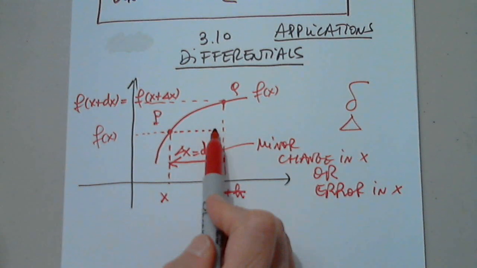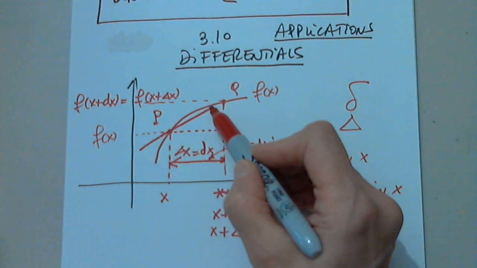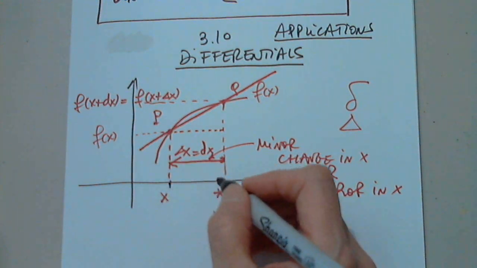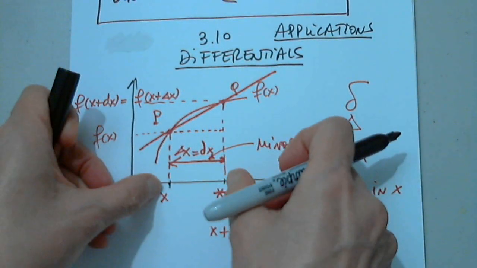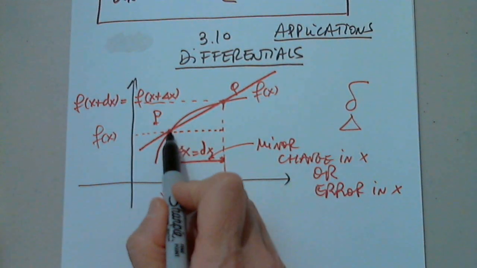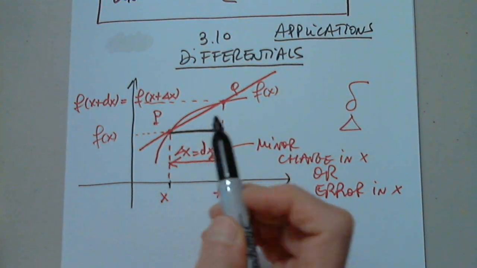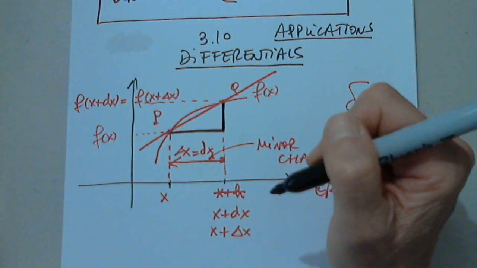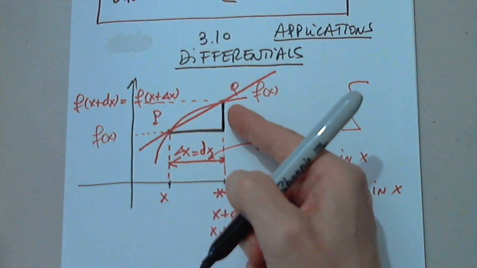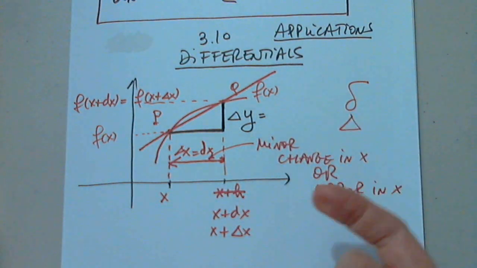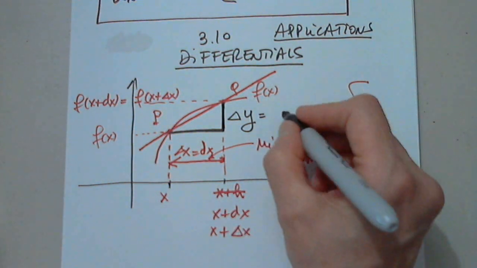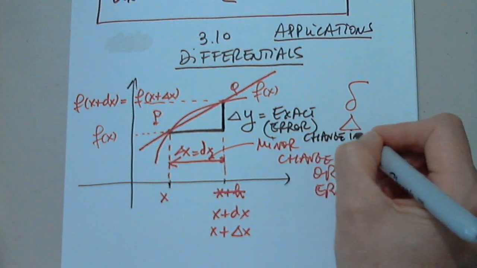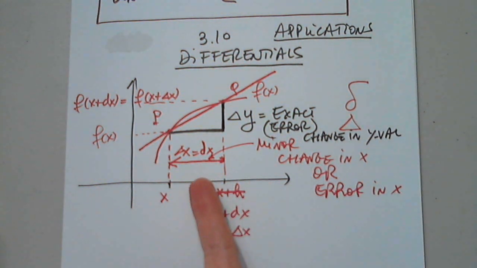Then we created a right triangle here by drawing the secant line. And we said, well, if there is this minor change, again, this is very small, but I'm zooming in, otherwise I can't explain what's going on here. So this minor change in x triggers this change in y, from f of x to f of x plus a little bit. This is called delta y, okay? The exact change, exact error if you want, or change in y value created by an error in x.